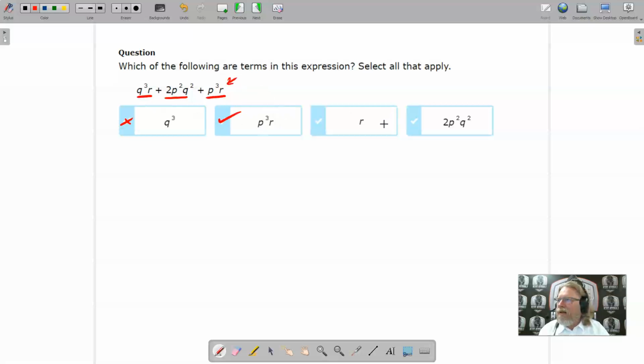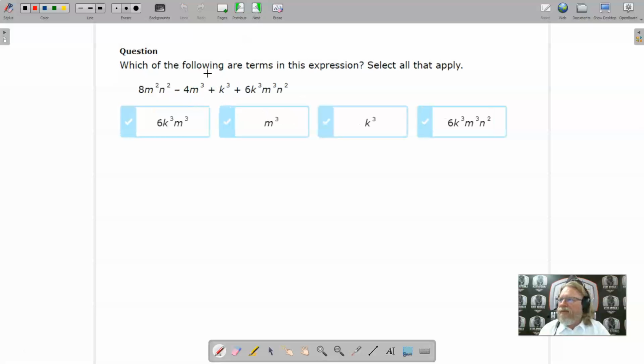We'll select it. What about just terms of r? Well, you might say, well, here's an r right here, and here's an r right here. However, it's not an r by itself. It's with other stuff. The variable portion of the term has to be absolutely identical, 100%. So this doesn't count. What about 2p squared q squared? Oh, right there it is, second term, right? So that one's good to go. So the second selection and the fourth selection match up to 2 of the terms in the expression.